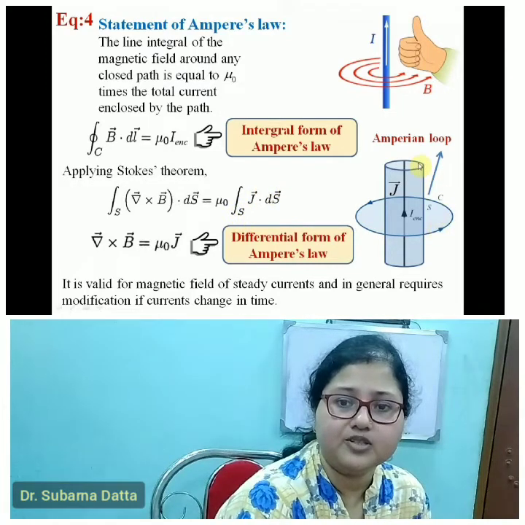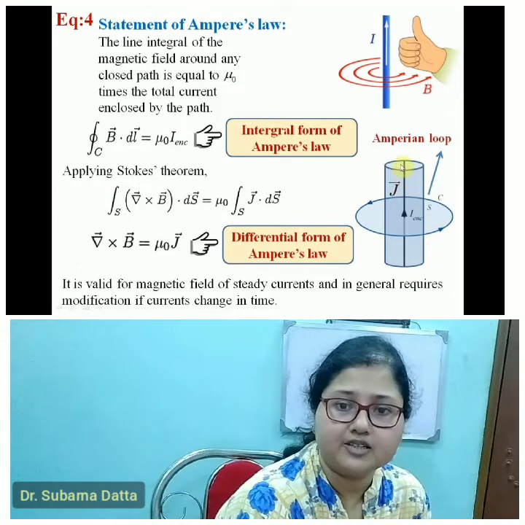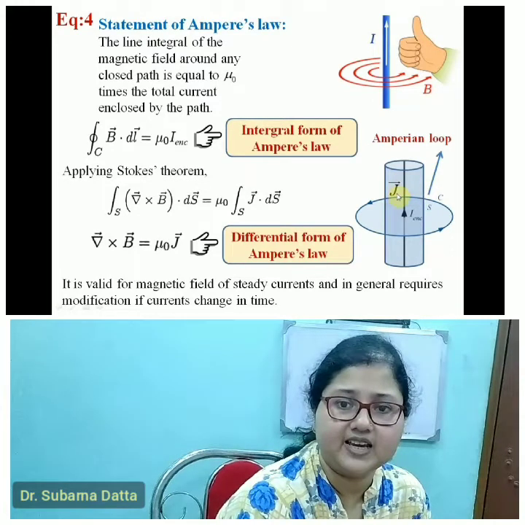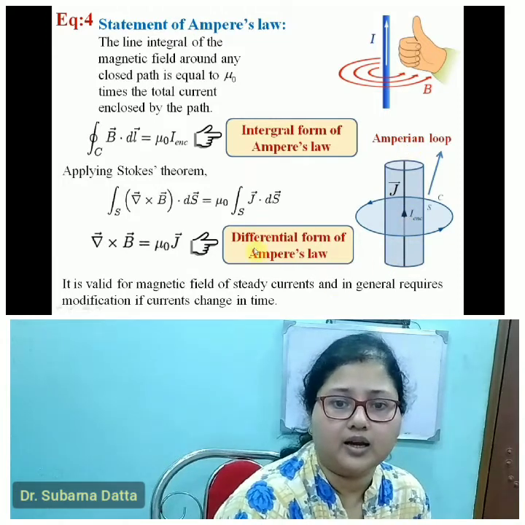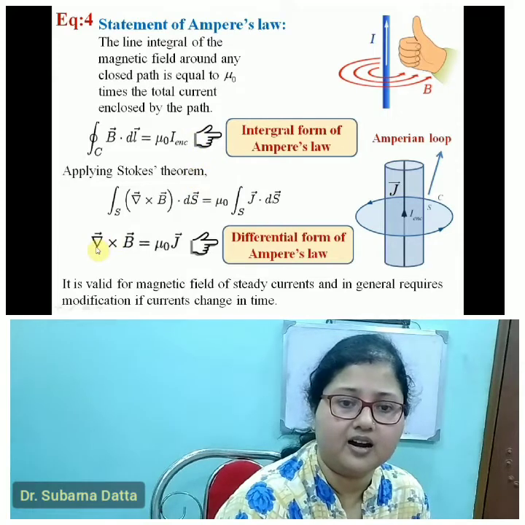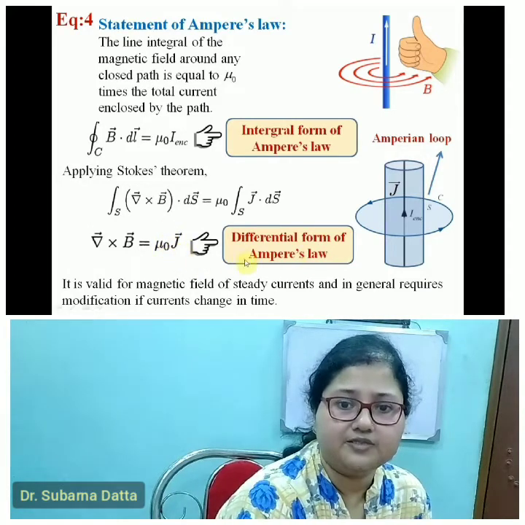Suppose there is a cylindrical circuit, and a current I is passing through the cylindrical rod. If we consider an Amperian loop C, the total current density J is flowing through the rod, and using these two equations we can say that curl of magnetic field is equal to mu0 J, the total current density. This is the differential form of Ampere's law.